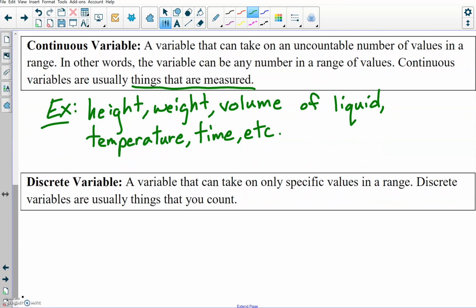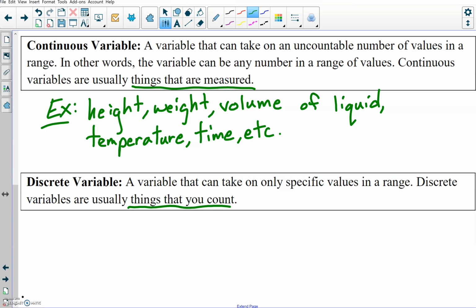Whereas on the other hand, discrete variables can only take on specific values in a range. So it won't take on all of them, only specific ones. And these are usually things that you're going to count. So like if you're going to go out and count rocks that are in your front yard, you're going to be like, there's 1 rock, there's 2 rocks, there's 3 rocks, there's 4 rocks. You're not going to be like, there's 1.5, there's 1 3/4 rocks. You're just counting the rocks in the yard, and you're using the whole numbers, counting numbers to do that.